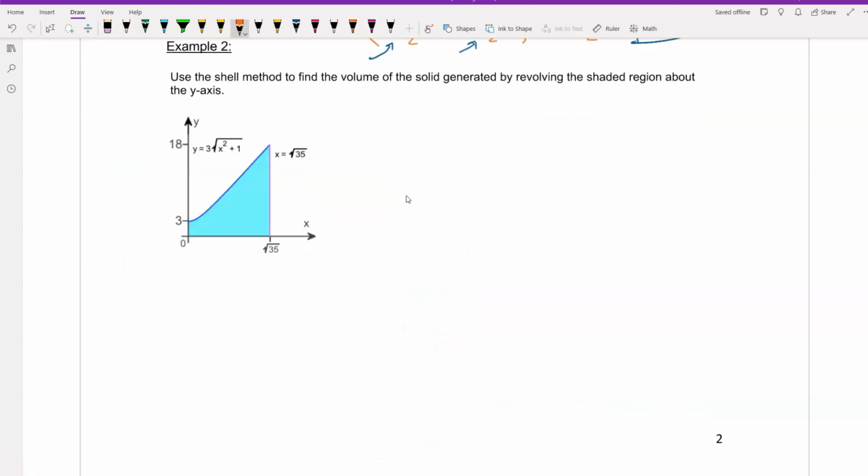Example number 2, use the shell method to find the volume of the solid generated by revolving the shaded region above the y-axis. So the difference between example number 2 and example number 1 is that this one is revolving about the y-axis, but example number 1 was revolving about the x-axis.